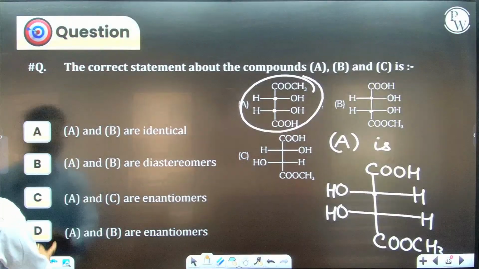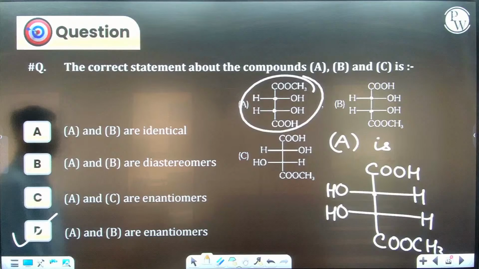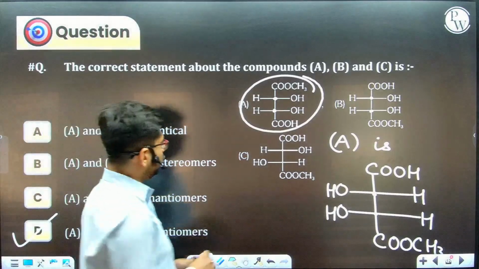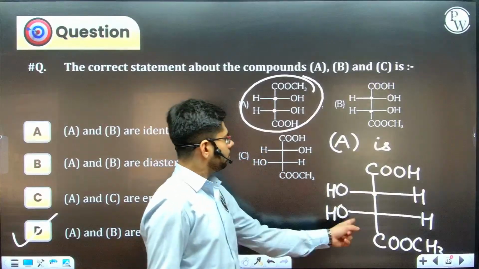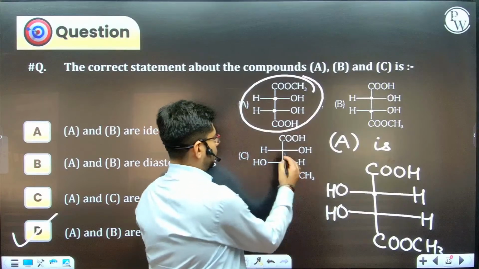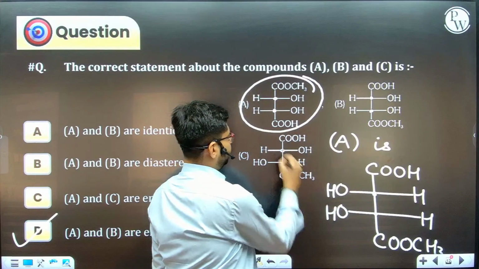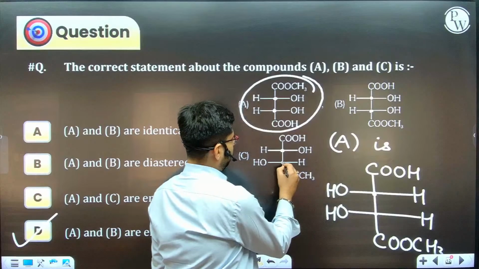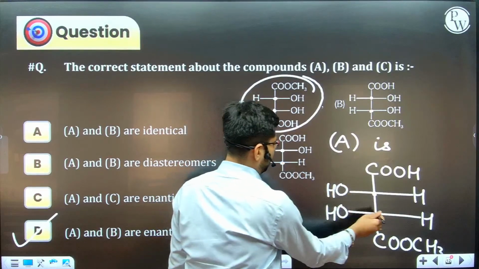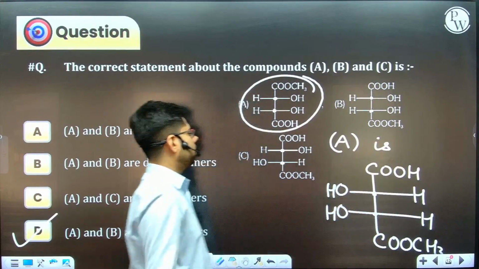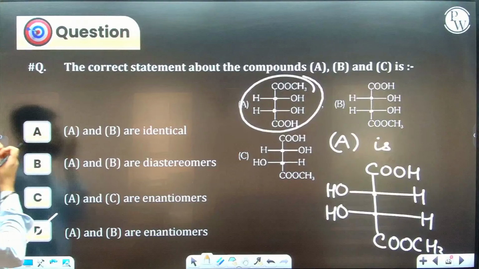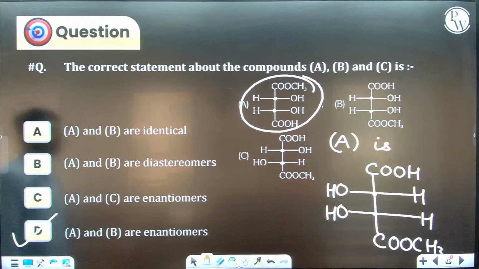So the correct statement is D. A and B are enantiomers. What is the correct relation between A and C? See, A and C are diastereomers because inversion has happened around this carbon only. Around the lower carbon, that is this one, inversion has not happened if you compare this and this. So A and C are diastereomers. Okay. So A and B are enantiomers.